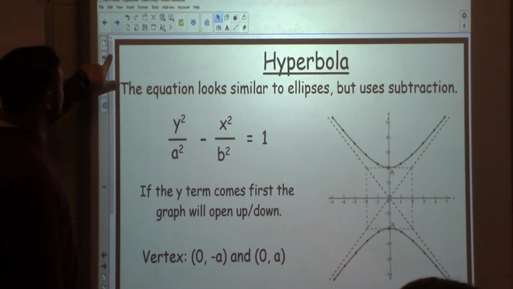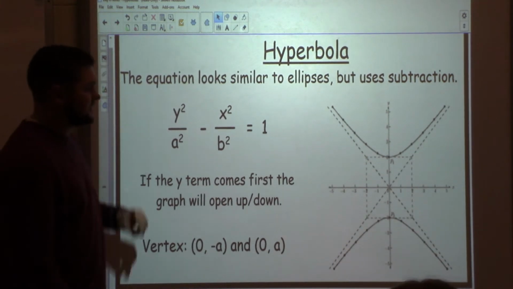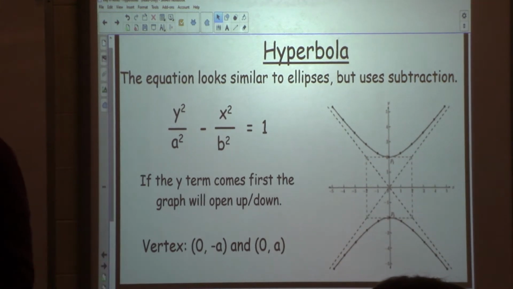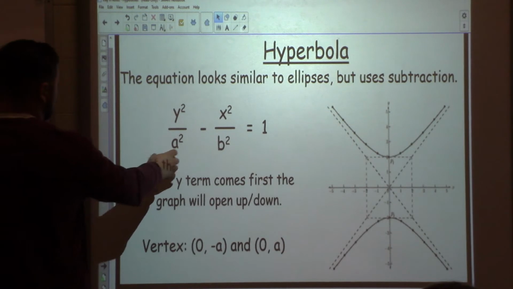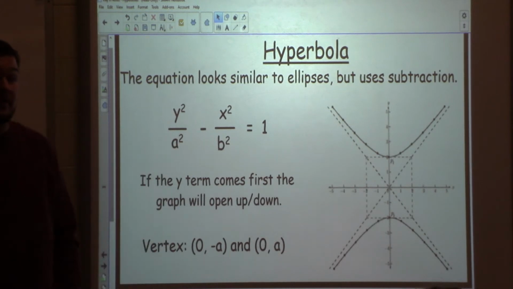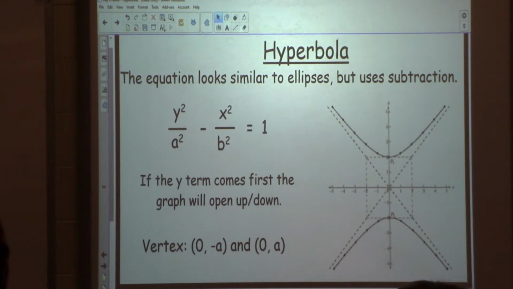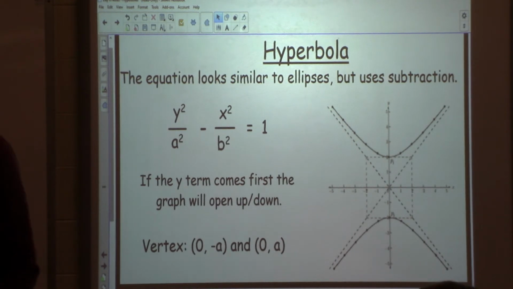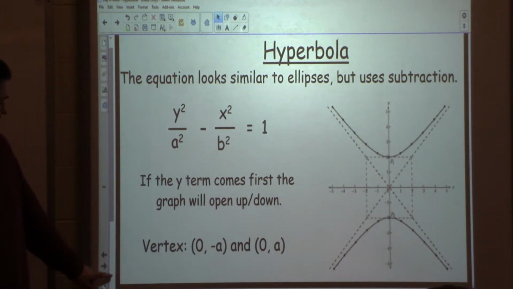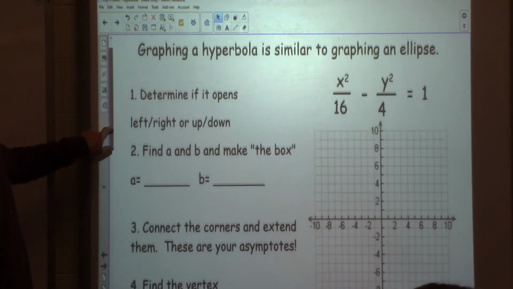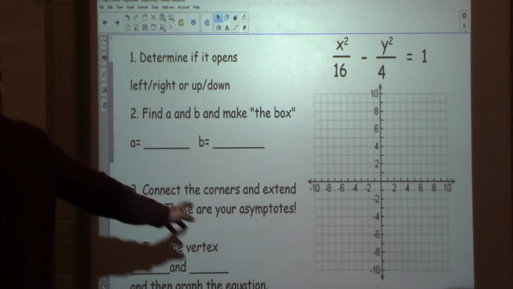If the y value comes first, it's going to open up and down, like you would go on the y-axis. So our graph's going to open up and down if y value is first. Notice our a squared is still the first term. It can be the smaller number. That will happen. But it's whatever term comes first. Okay? Vertices will be 0, negative a, and 0, a. Okay. So graphing it is similar to an ellipse, like I said before.